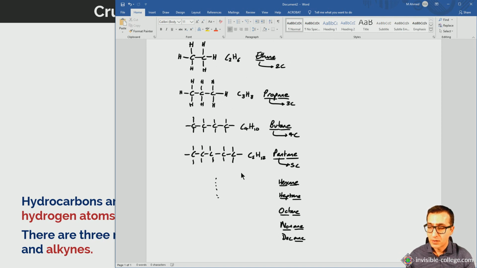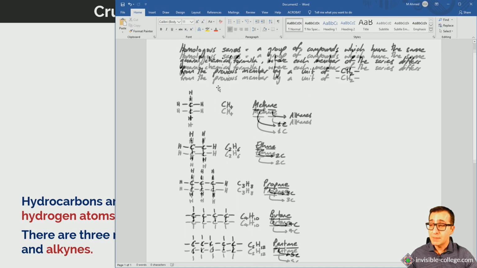So we have hexane, 6 carbons. If we were to draw this out, we would find that it would have 14 hydrogens. Heptane, 7 carbons. If we were to draw that out, we would find it would have 16 hydrogens. Octane, C8. If we were to draw that out, we would find that it would have 18 hydrogens. Nonane, 9 carbons. If we were to draw that out, we would find that it would have 20 hydrogens. Decane, C10. Again, if we were to draw that out, we'd find it would have 22 hydrogens.